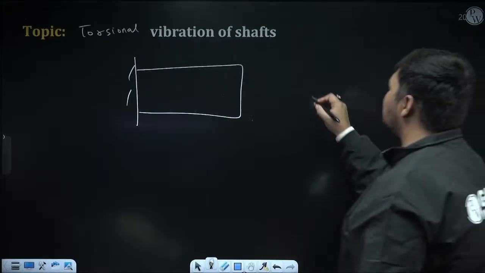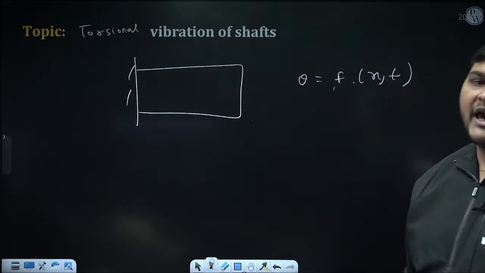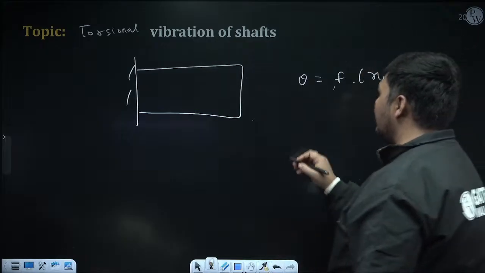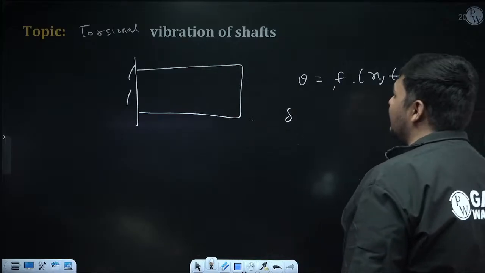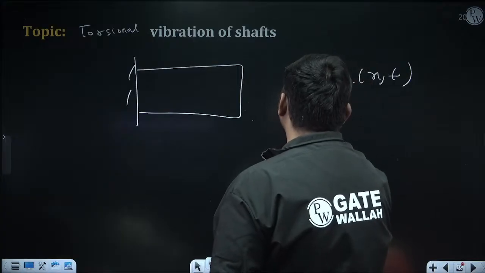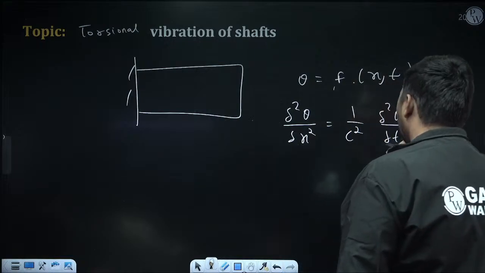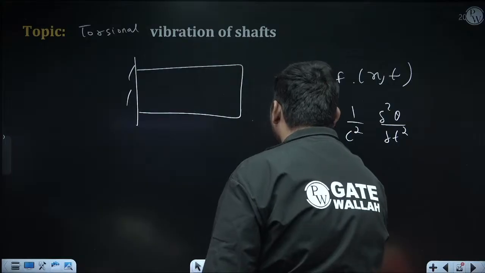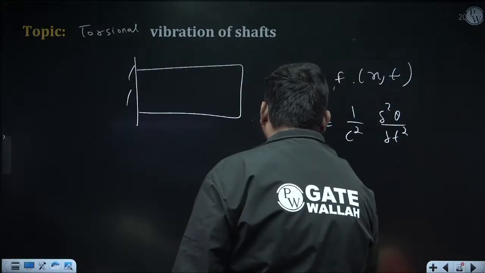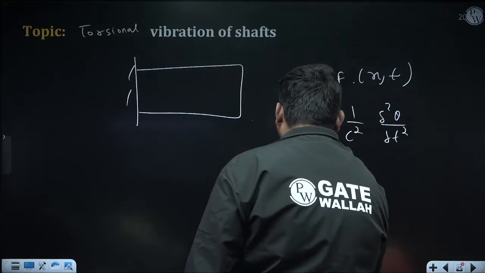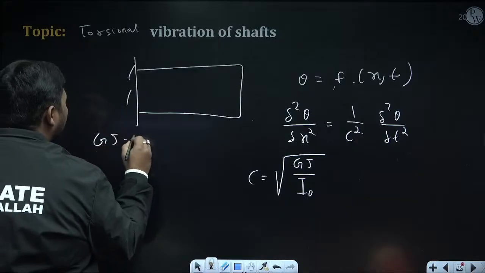So suppose angle of twist at a distance x, at any time I am representing as theta. So theta will be the function of x and time. Okay. Again here equation is wave equation, means instead of variable y I am representing that as theta, because here twist is occurring. So del square theta by del x square is equal to 1 upon c square del square theta by del t square. And as per this equation, now only you have to remember the formula to calculate C. It is root over GJ by I naught, whatever notation you want to take. Here what is GJ? GJ is torsional rigidity.